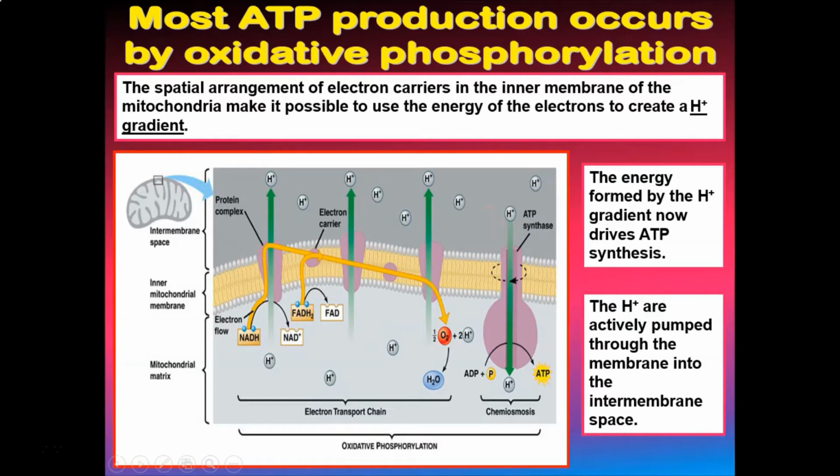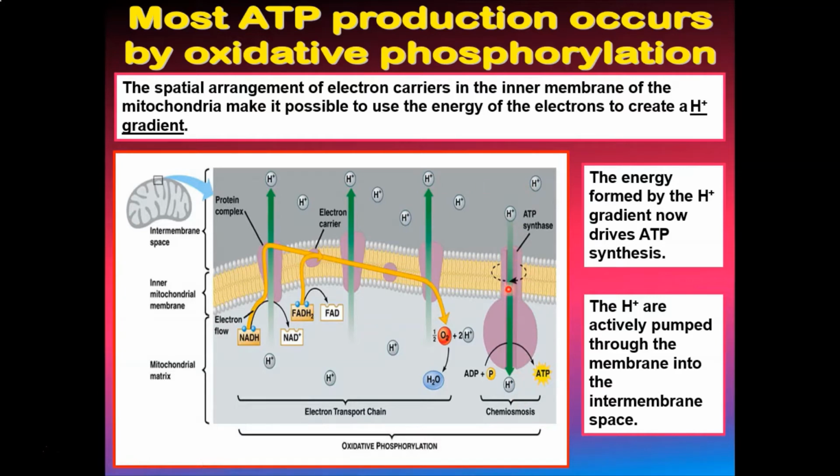So what happens is the energy of this gradient will now facilitate diffusion. So this was active transport, right? We went from an area of low concentration, there's not too much hydrogen down here, to an area of high concentration, right? And what happens now is that potential energy can diffuse back down through ATP synthase.